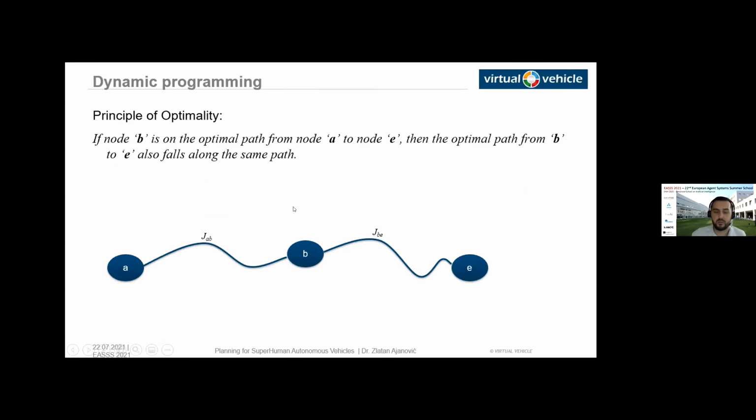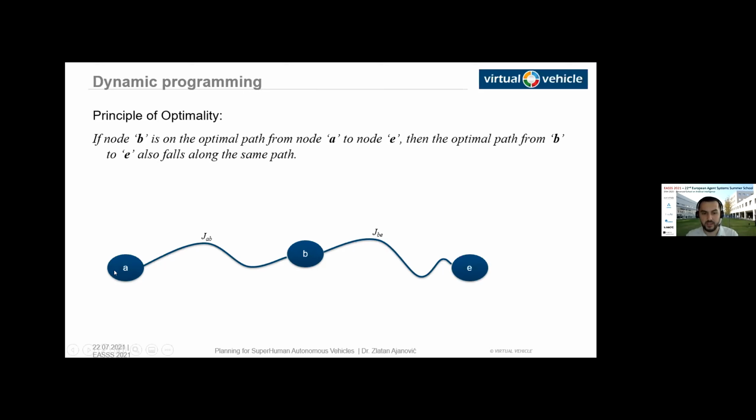And this principle of optimality is present in all of these, also in optimal motion planning, in A-star search, and so on. So it's very important to understand and to fully comprehend this. The principle of optimality was coined by Bellman, and it states that if node B, in this case here, is on the optimal path from node A to node E, then the optimal path from B to E also falls along the same path.